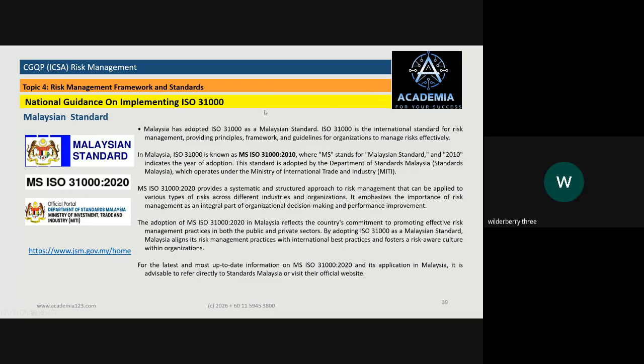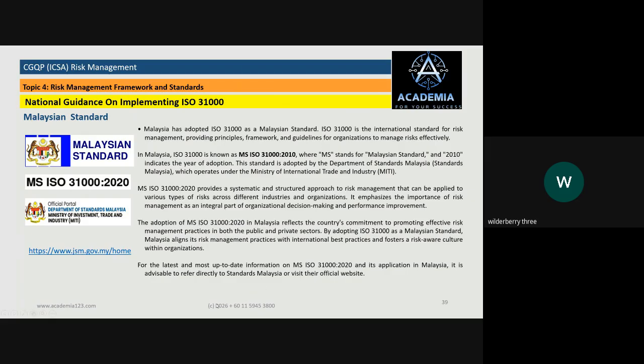Here you see the Malaysian standards. They adopted ISO as Malaysian standards, and the only difference is MS is standing in front. ISO 31000, they built it on the version 2010, and now they upgraded to 2020. In terms of sectors, some additional regulations or additional guidelines came up.